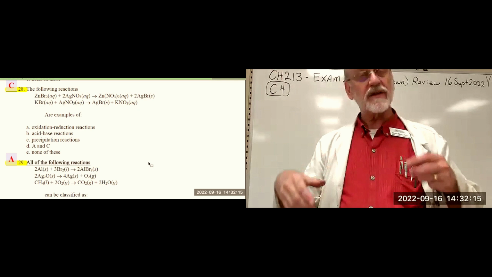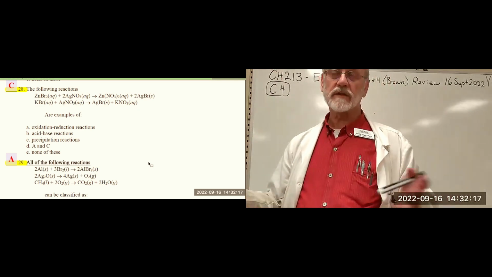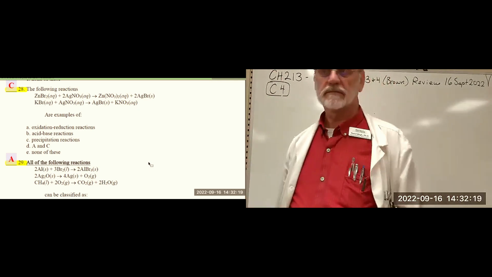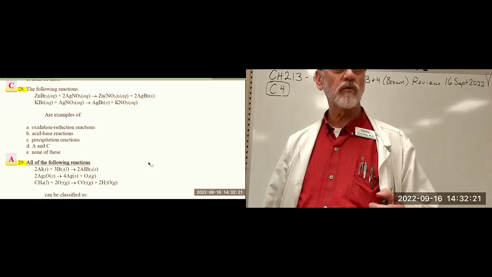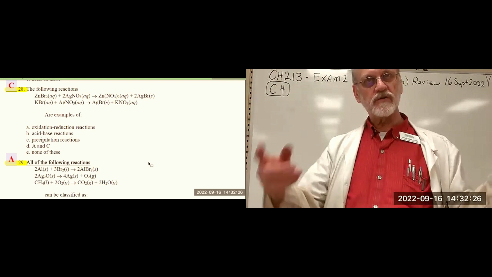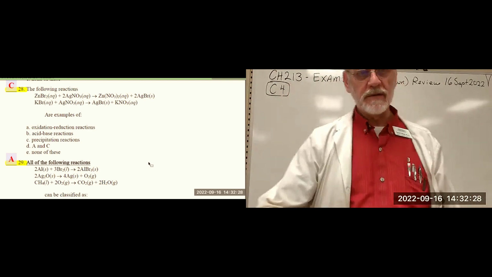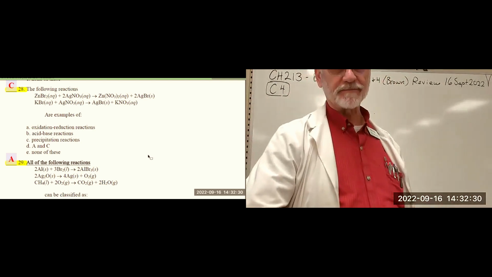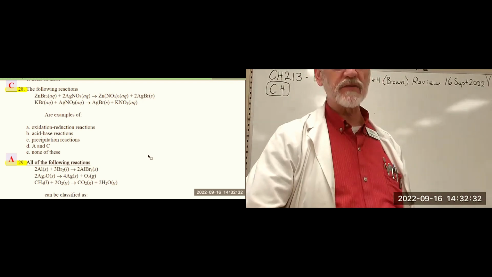They're the same thing as a double replacement. You just swap partners, swap cations. So that's why the answer is C. It's not an acid base and it's not an oxidation reduction.